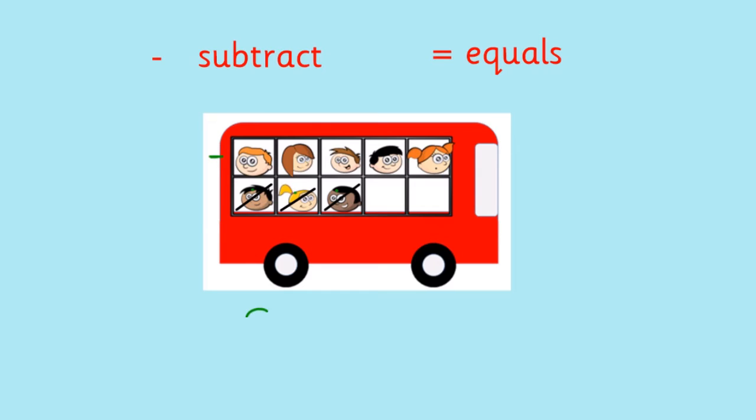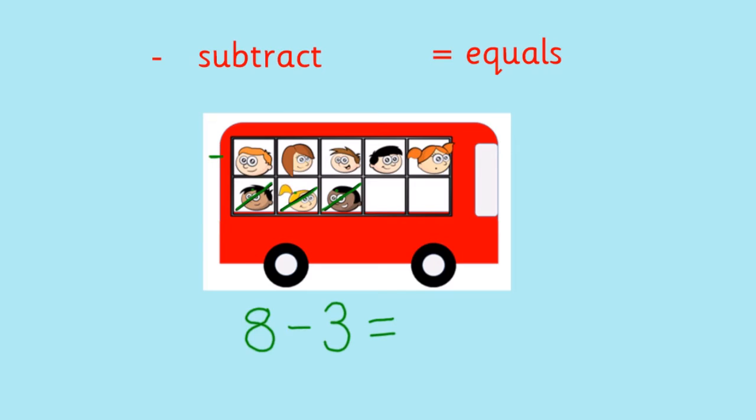So we write 8, and then we're subtracting. We're taking some away. Some of the people are going to be removed from the bus. So 8 subtract. Now how many people have been crossed out? How many people are leaving the bus? Let's check. 1, 2, 3. So 3 people are being subtracted. So 8 subtract 3 equals.